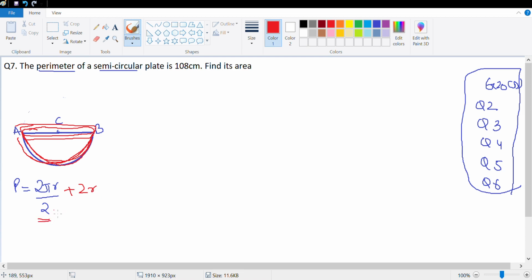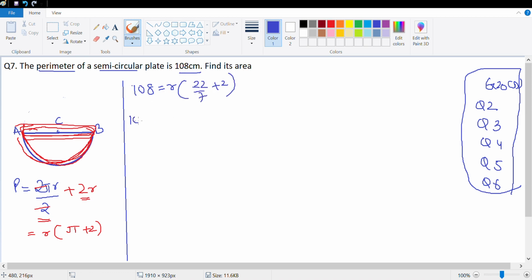So this is the perimeter of the semicircle, and this is the perimeter of the diameter. Perfect. So this is pi r plus 2r, which means r times pi plus 2. Let's just solve this. Perimeter is 108, so 108 is equal to r times 22 upon 7 plus 2. 108 is equal to r times 22 plus 7 into 2, that's 14 upon 7. I've taken the LCM and added, which means 36 upon 7 r is equal to 108 centimeter.